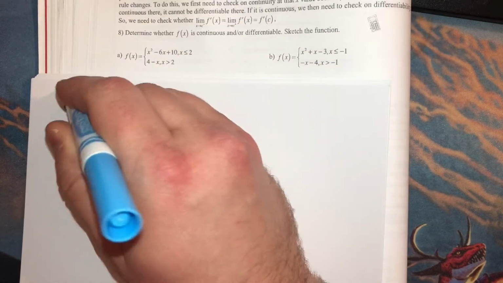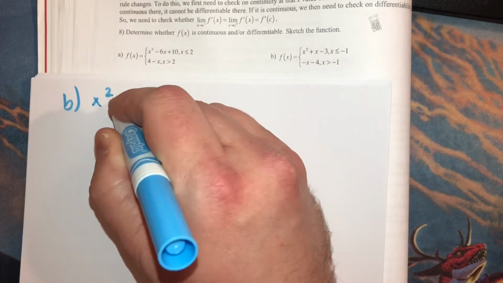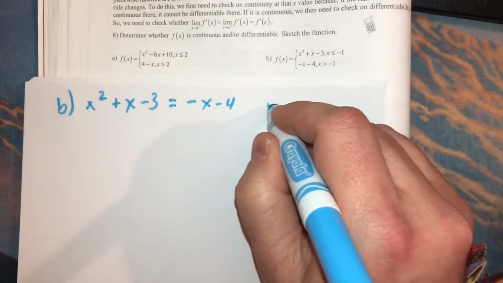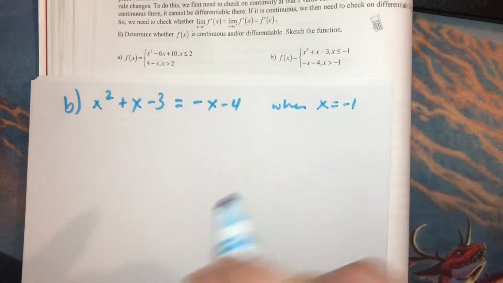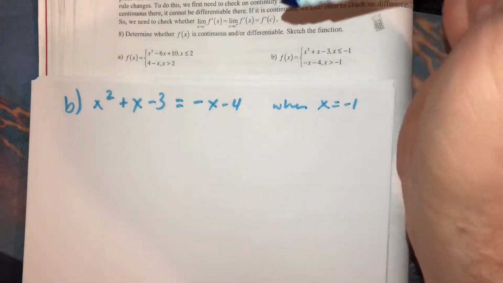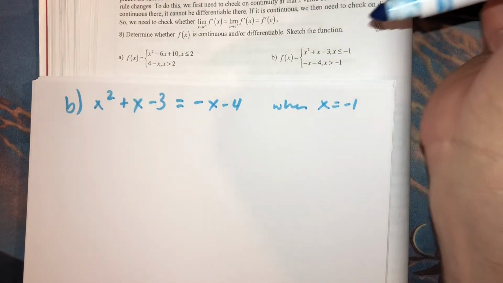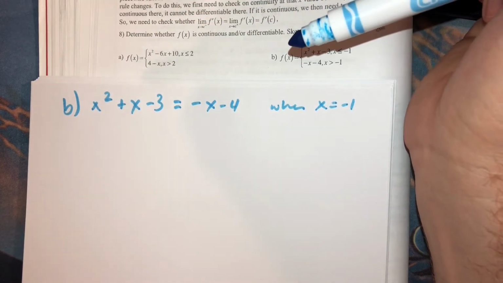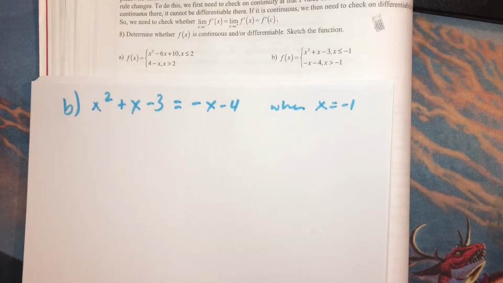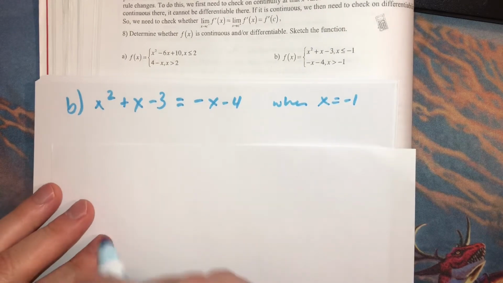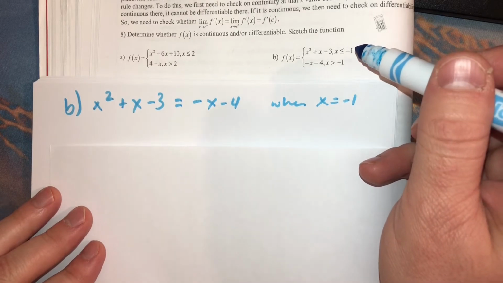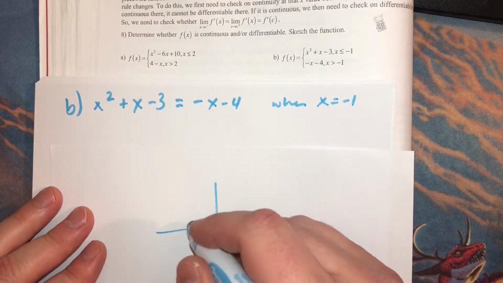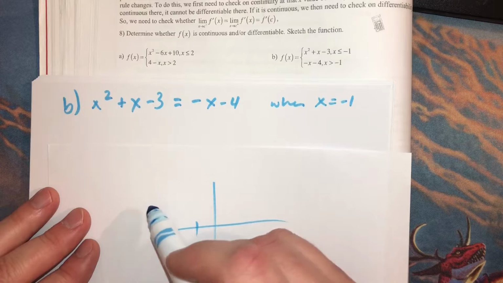All right, let's see. Part B. We're going to set x squared plus x minus 3 equal to negative x minus 4 when x is equal to negative 1. Let me just back up really quick. Just in case you missed it last time, the idea is I have these two continuous polynomials. This one has a closed dot because of the equal to, and this one has an open dot.